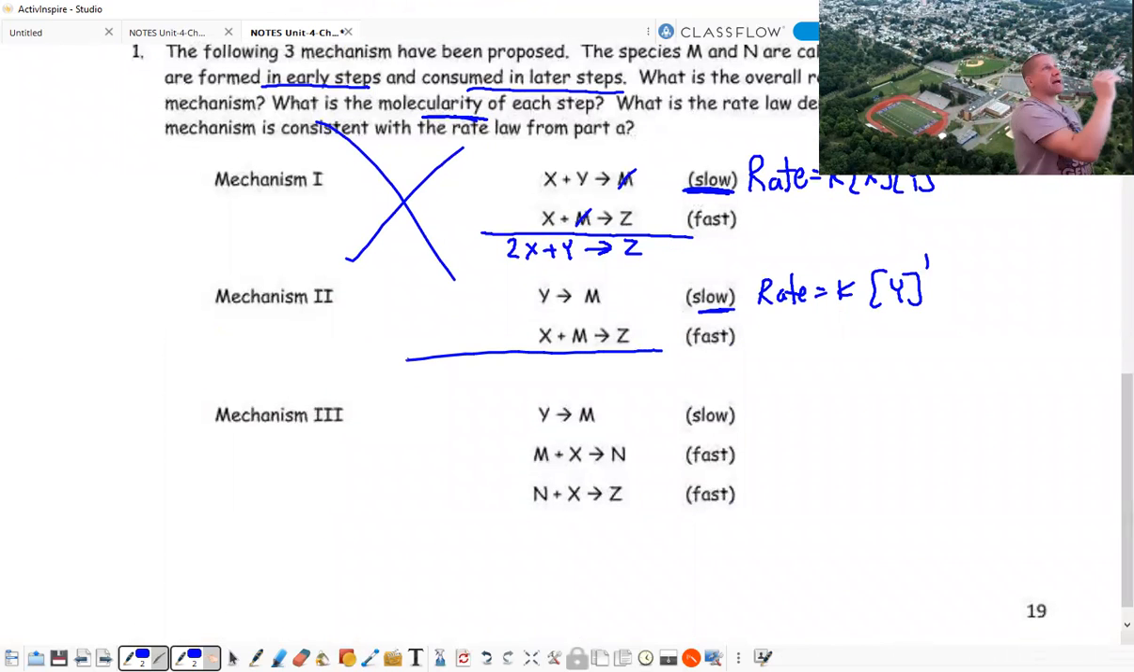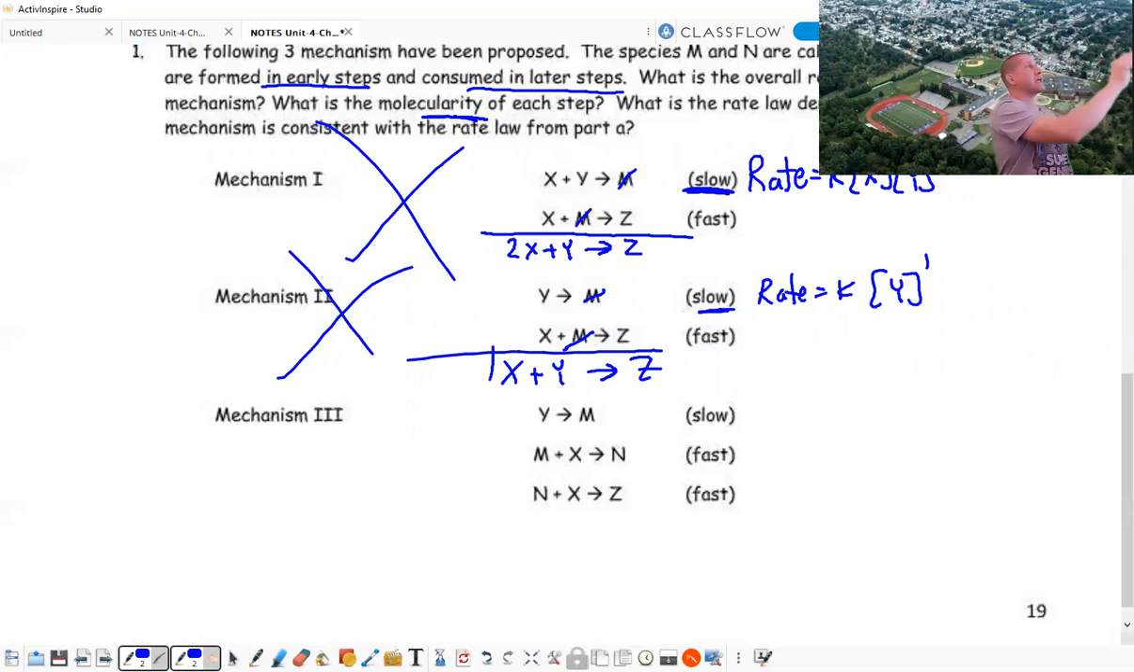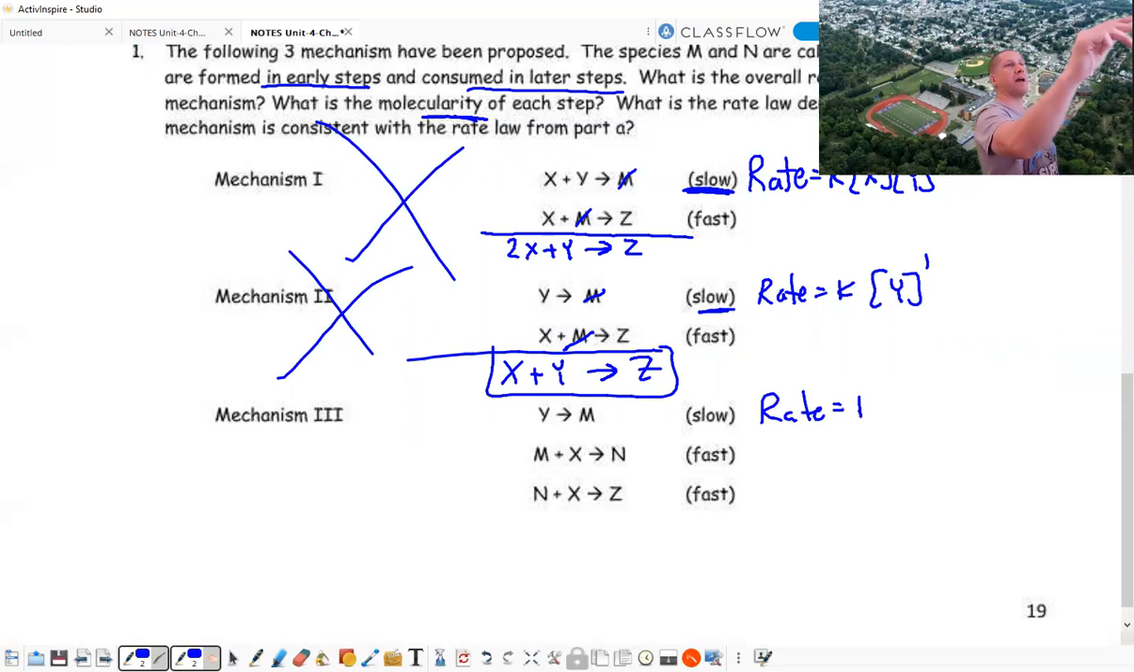Let's do the overall reaction. So we have an M being produced and then an M being used up. And so we have x plus y yields z. So this one is also wrong. What's wrong this time is the overall reaction does not give us the 2x that it's supposed to according to the balanced equation. All right, so this time, once again, we can do the rate law right away. It's always the slow step and it's the stoichiometry. So the rate law is correct again.